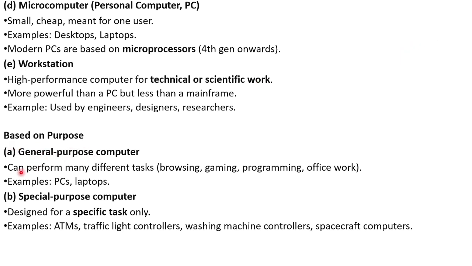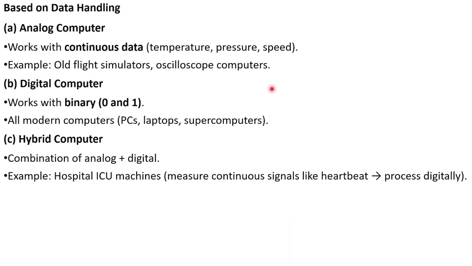General purpose computer can perform many different tasks: browsing, gaming, programming, office work. Examples are PCs and laptops. And special purpose computer is designed for specific tasks only. Examples: ATM, traffic light controller, washing machine controller, spacecraft computers. And the last category is based on data handling.